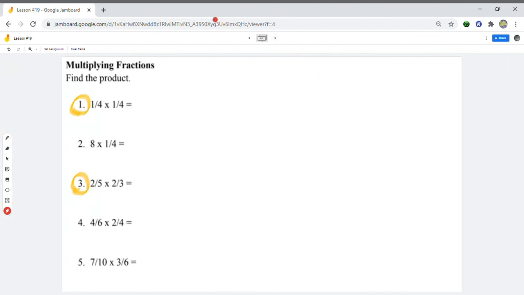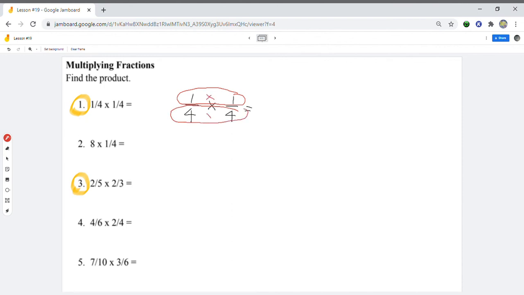So now the last section is we're going to be multiplying fractions, and we're going to be finding the product. So over here, it says number 1, we write it as 1/4 times 1/4. Now, different from when you're adding fractions, you have to make sure the denominators are the same. But when you're multiplying fractions, it really doesn't matter if you have a common denominator or not. They can be different because all you're going to do when you're multiplying fractions is you're just going to multiply across.